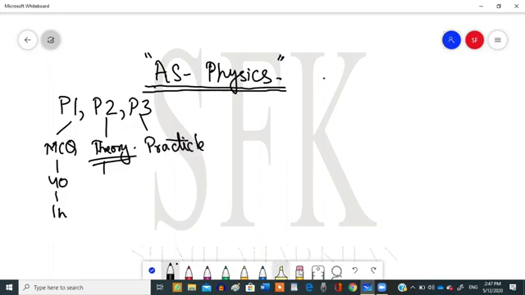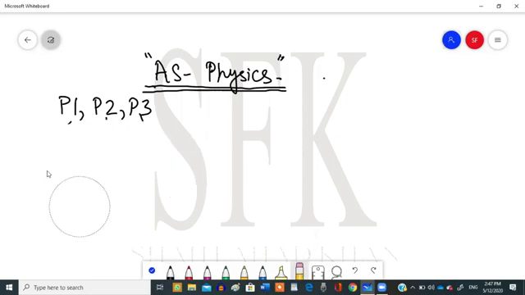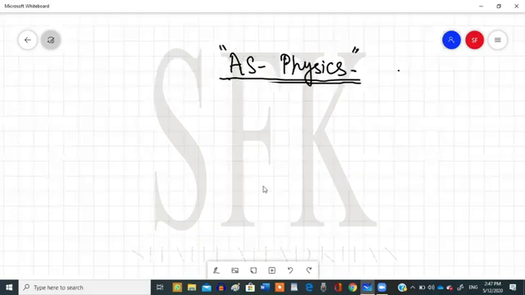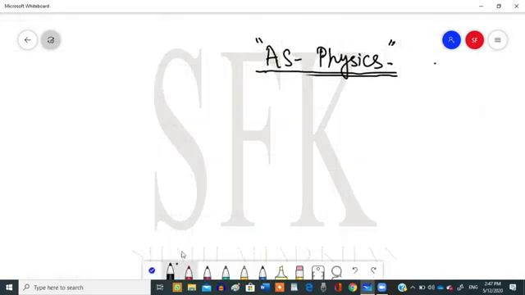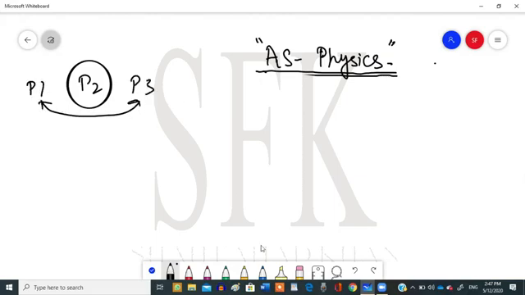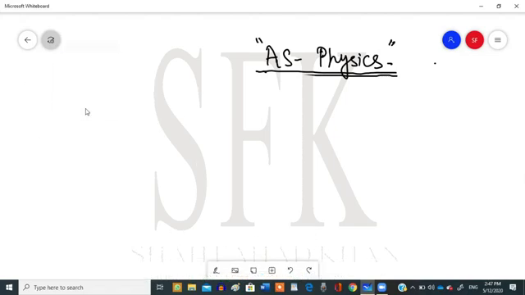You guys are familiar with all this stuff. Okay, now going on to the topic. And by the way, you also know that P2 has a greater weightage than both the other components, P1 and P3. And P1 and P3 have equal weightage. Okay, so let's get started.